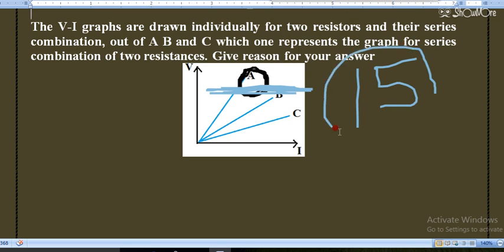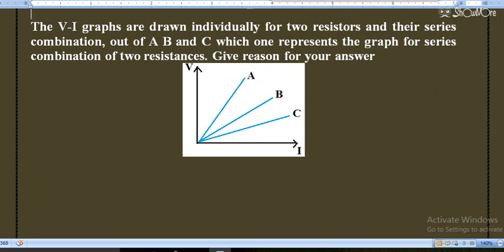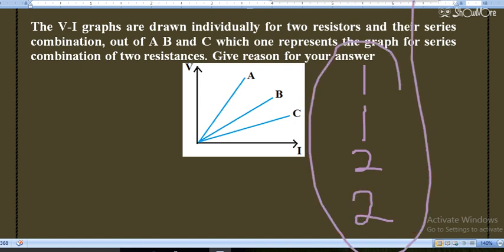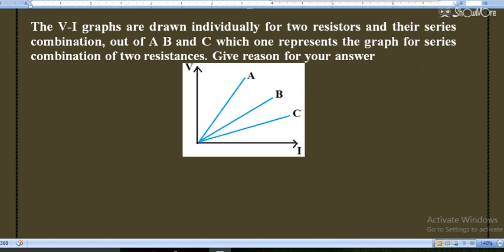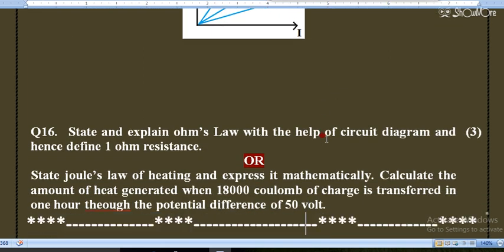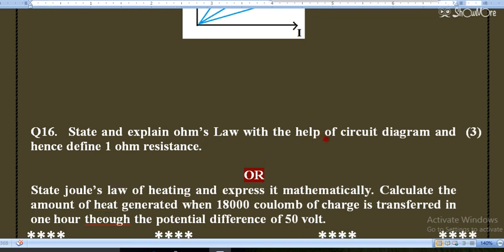So we have discussed, I think, 4 questions: two 1-mark questions and two 2-mark questions. So 2 twos is 4, plus 2 ones is 6, so it is a 6 marks question. So 6 marks questions we have discussed, and we are left with one question, that is Ohm's law. State Ohm's law, and with the help of a circuit diagram, define 1 ohm resistance.